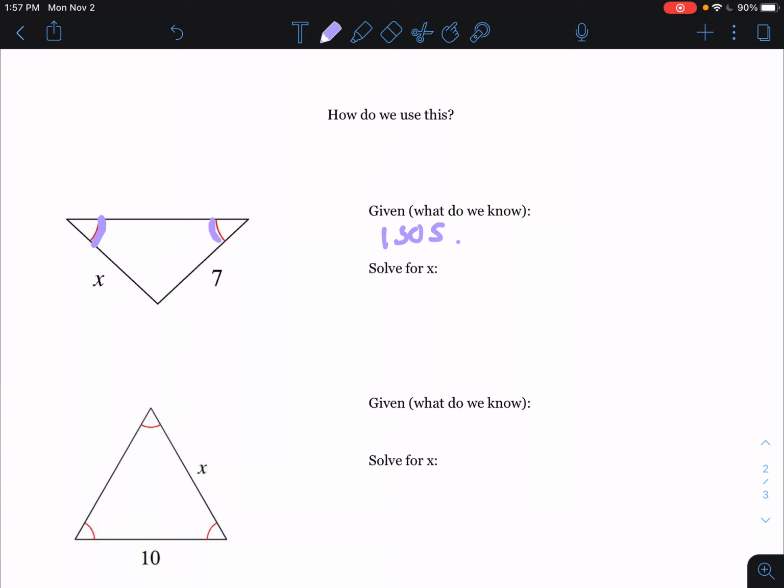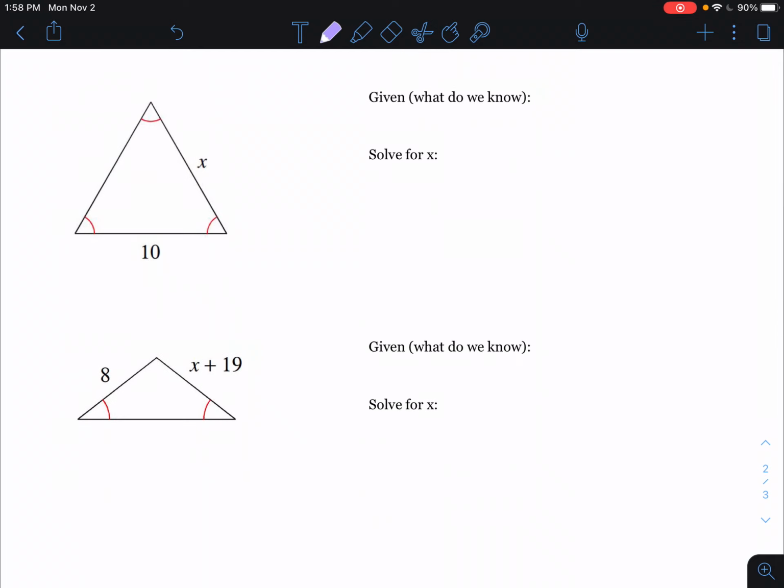What do we know that we just learned about the base angles? I know that this is upside down, but those are still our base angles. So we're talking about an isosceles triangle. It means that the sides across from them are equal. That means x equals 7.